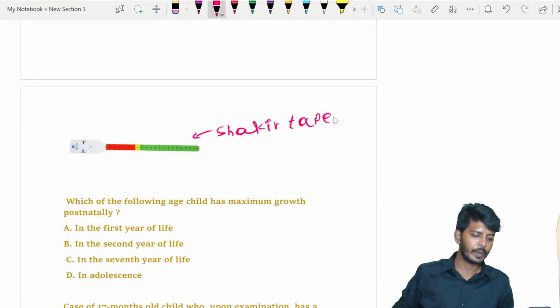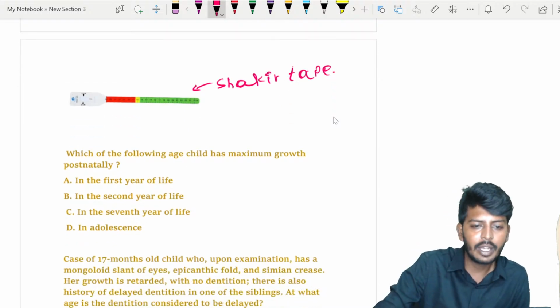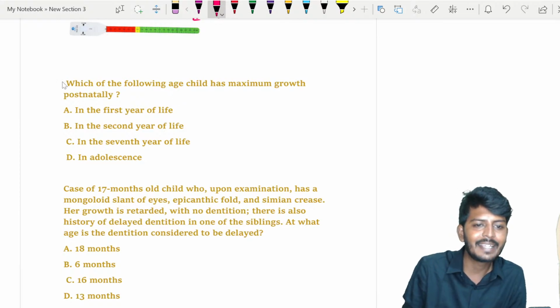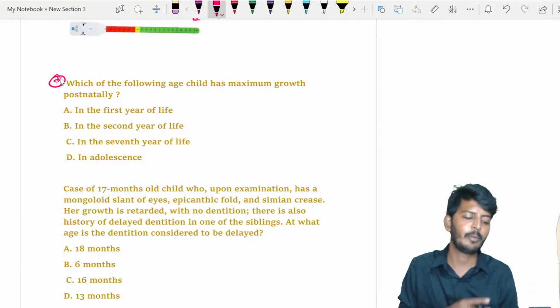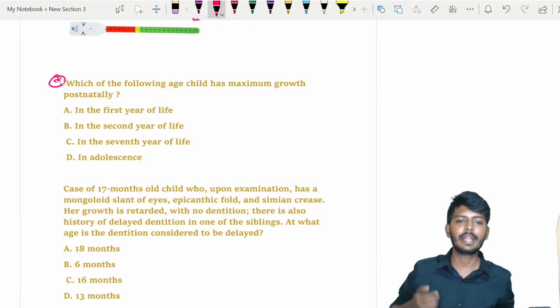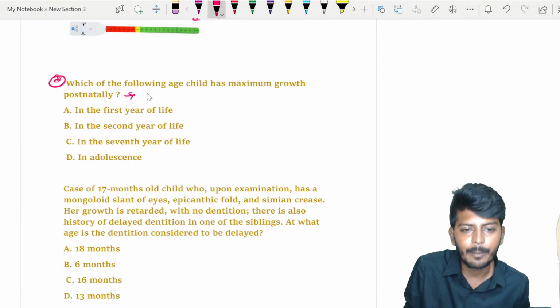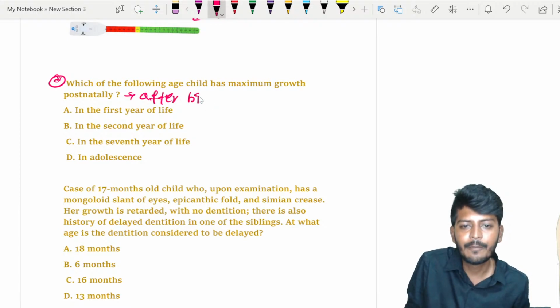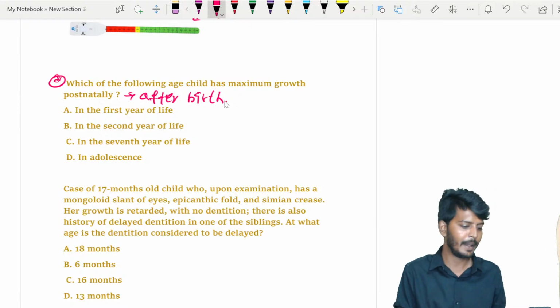Very good. All right, let's go to the next question. At which of the following ages does the child have the maximum growth postnatally? Postnatally means after birth. So after birth, at which time does the child have the maximum growth?